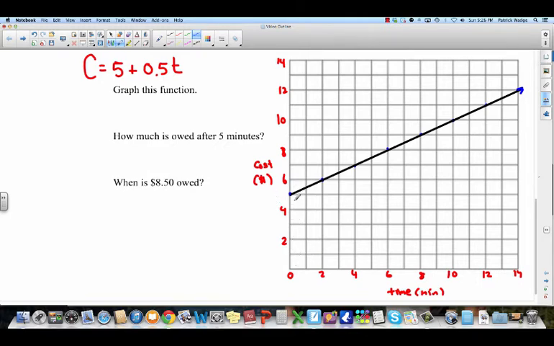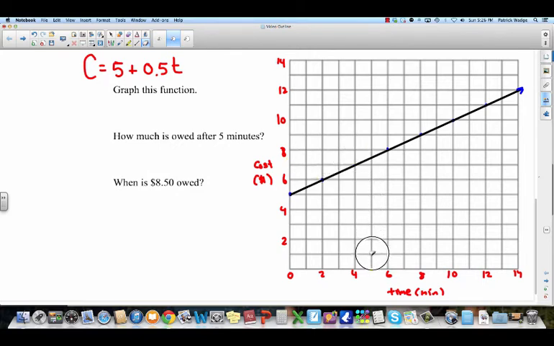How much is owed after 5 minutes? There are 2 ways you could do this. One way is you could look at the graph. You could go over to 5 minutes, look up from 5 and then over from there, and it looks like it's somewhere around $7.25, $7.50. But notice there's a certain amount of uncertainty if you do it that way.